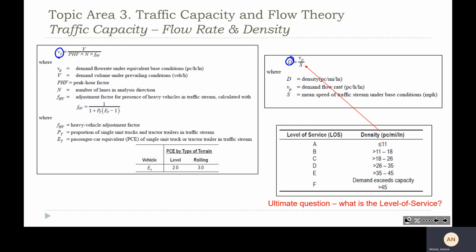Density is what we're trying to ultimately get to with the capacity analysis, because we're always trying to find what's the level of service of the roadway. So once we figure out what's the density, then we can go in and correlate the densities to the particular levels of service.